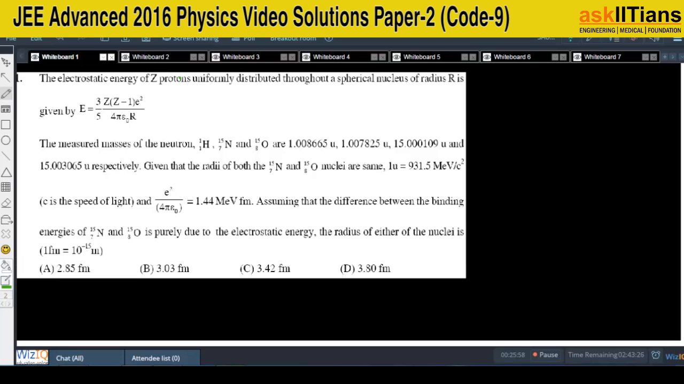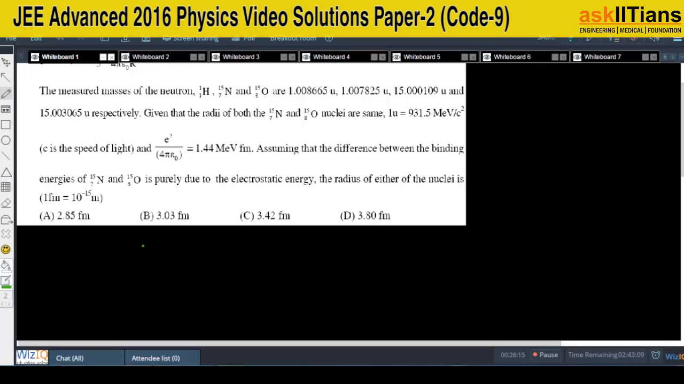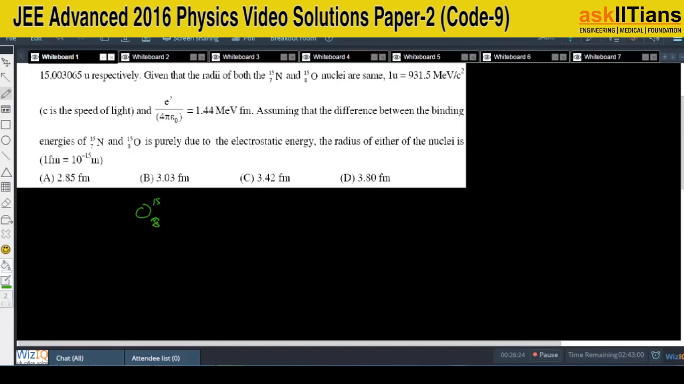This question is based on the concept of electrostatic energy, in which a neutron is bombarded with oxygen to produce nitrogen along with a proton. So we are going to write the equation for this: oxygen-15 with atomic number 8, neutron bombarded, produces a proton along with nitrogen-15. We have to calculate the mass defect, which gives us the binding energy.